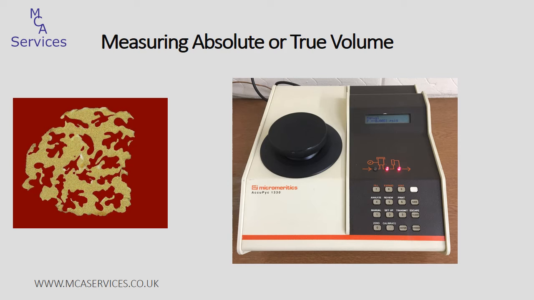A very common technique for measuring absolute or true density is gas pycnometry. With this, the displacement media is a gas, and the instrument is called a gas pycnometer. The gas being used should be able to permeate into the sample pores quickly and reversibly, and for this, helium is usually ideal. At MCA Services, we use a Micromeritics 1330 gas pycnometer, and again we'll show the operation of this and the results it provides in a following video.